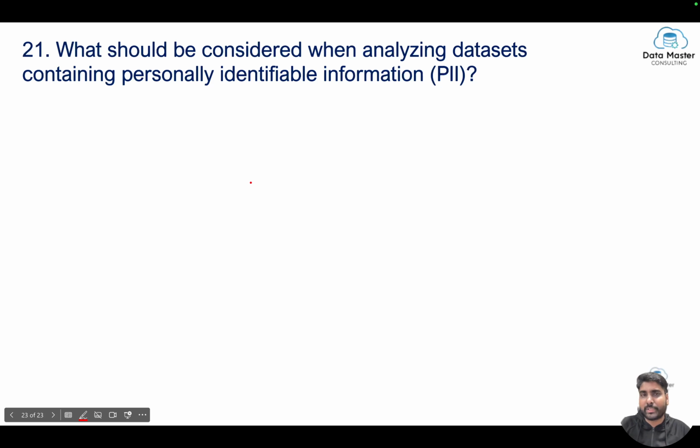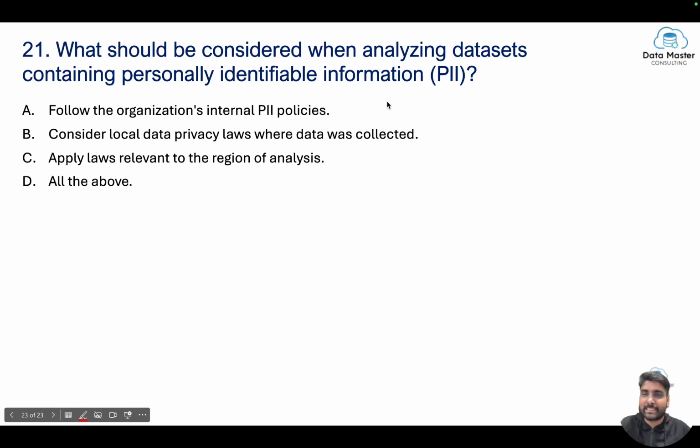Moving further to the last question, what should be considered when analyzing the data sets containing PII? Okay, so this is purely a theory part. PII stands for personally identifiable information. Suppose you are dealing with any customer's data, you will have a lot of PII data like SSN numbers. Maybe in India you have Aadhaar number, PAN number, credit card number. If you are dealing with medical data, you have a patient's historical data, and so on. So these all are considered as PII data. So what should be considered when you are analyzing this PII data?